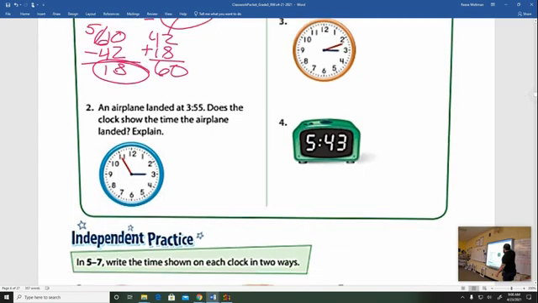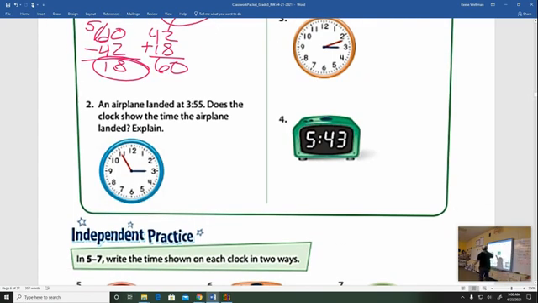Okay. Number 2. An airplane landed at 3:55. Does the clock show the time the airplane landed? Explain. So 3:55, that's written in digital form, just like this, but this is an analog clock. So is it showing the same thing? Plane landed at 3:55. Is that showing 3:55 right there? I see some thumbs up. Are you guys sure? Jen says no. Jen, tell us why.